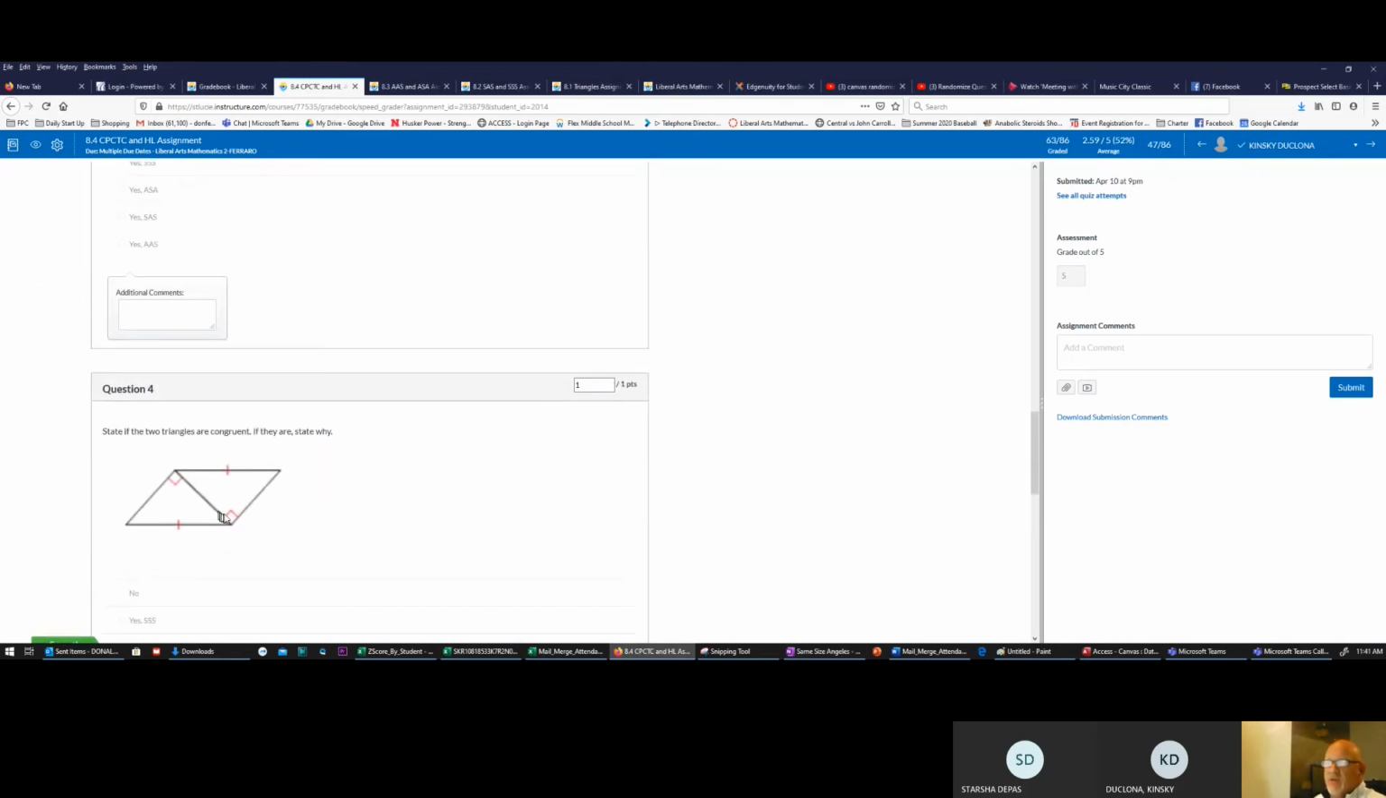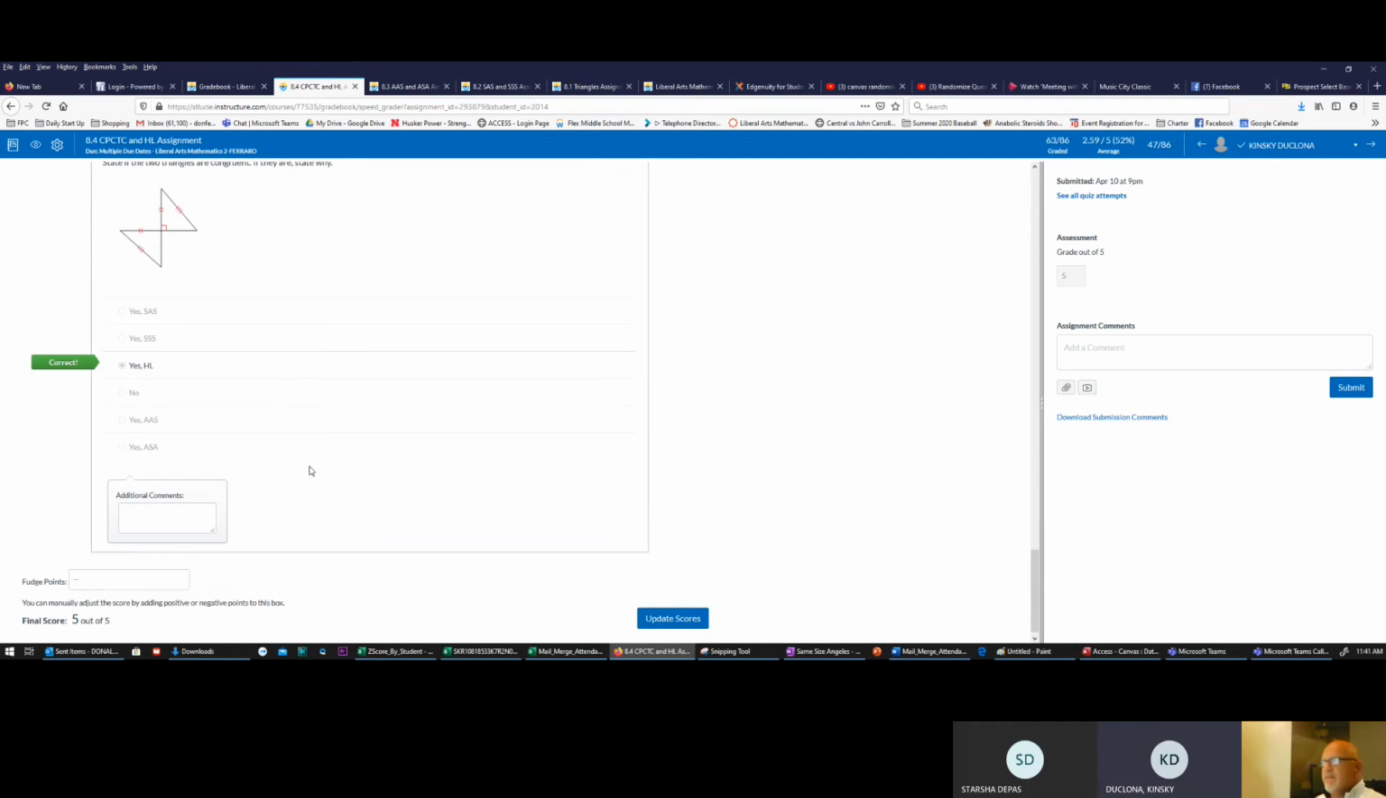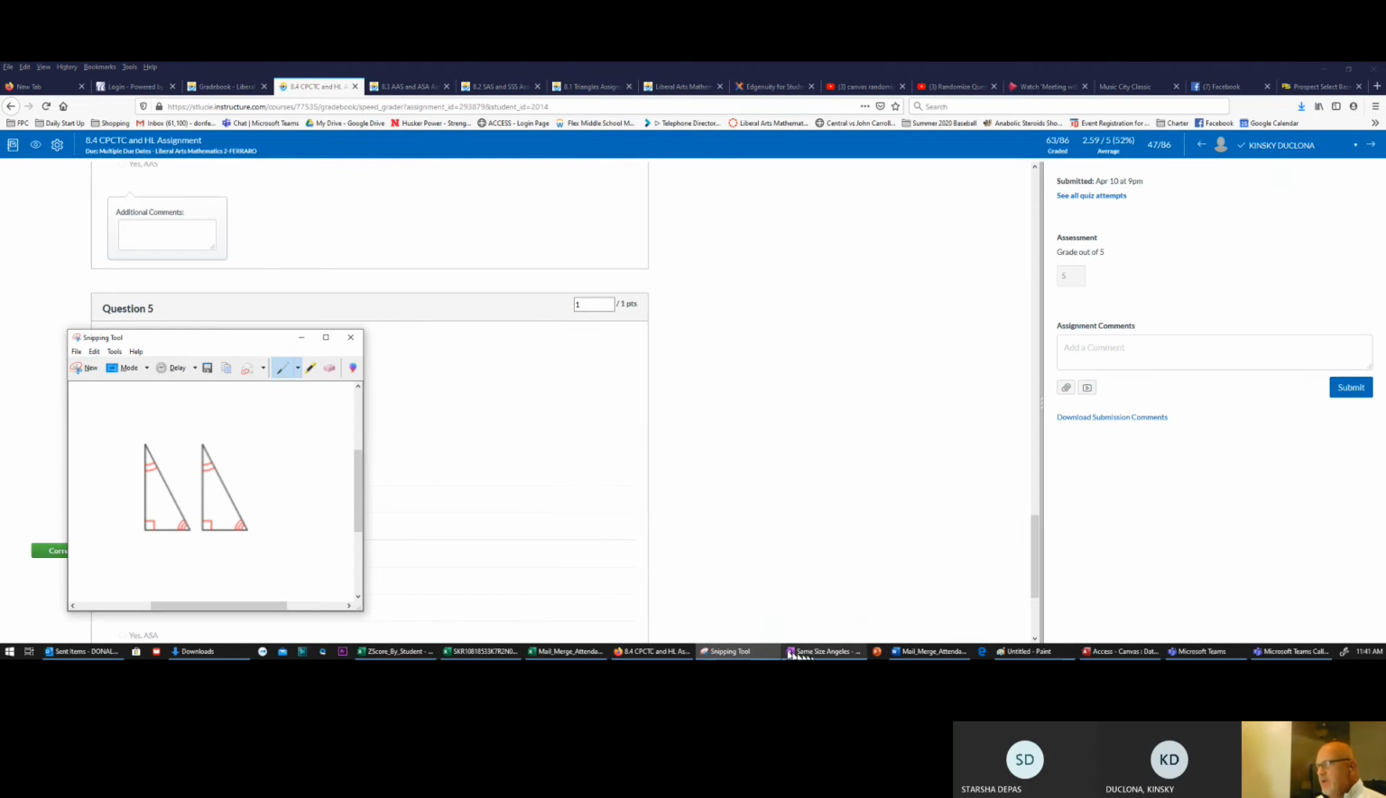And right here, we've got hypotenuse. Actually, the hypotenuses are congruent, but we also have a common side, which is the leg. And that right there is why this is hypotenuse leg. So we are about done.